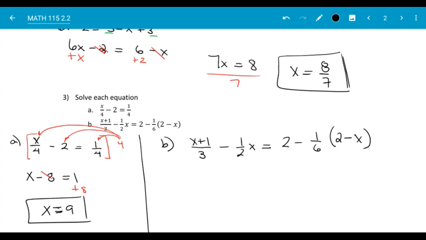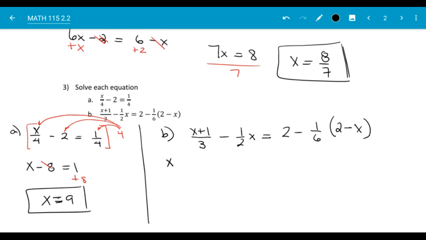All right, so I've taught this class a lot of times, trying to help you guys keep from making some careless errors as we go through here. I would make my first step here a very small step. I would rewrite this as x over 3 plus 1 over 3 minus x over 2 equals 2 minus, if we distribute here, 2 over 6 is the same as 1/3, minus would make that a plus, x over 6.